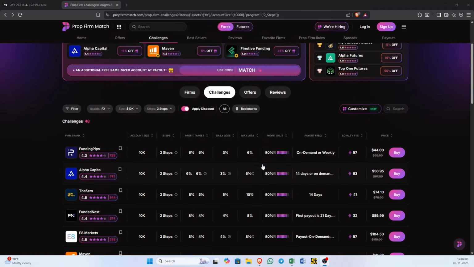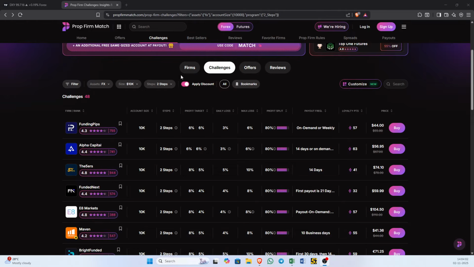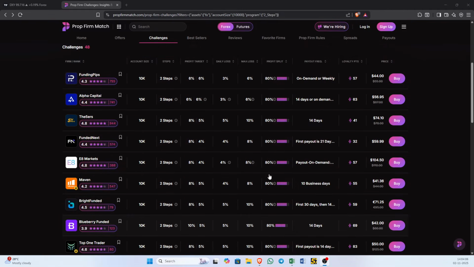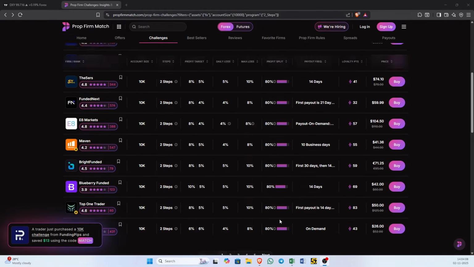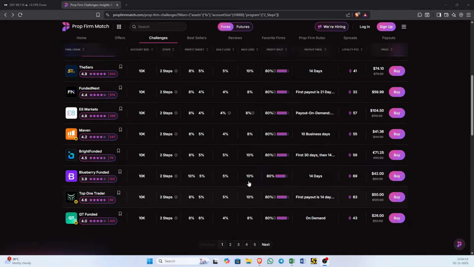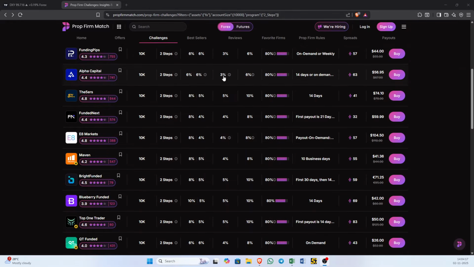See, on propfirmmatch.com, I opened the challenges and came to the $10,000 challenge, which is basically the smallest account you need to make any money. A majority of them have a max loss of roughly 10%. Some have 8%, some have 6%. Some have a daily loss of 3%, some it's 4, some it's 5.